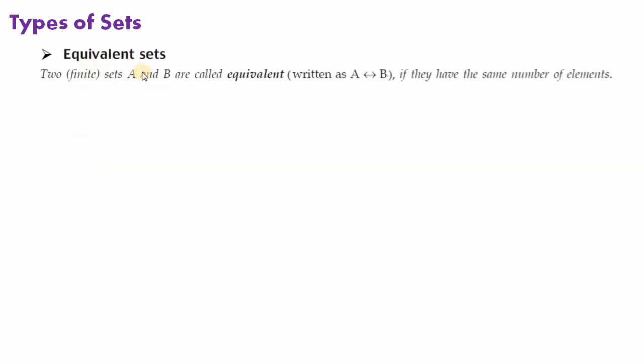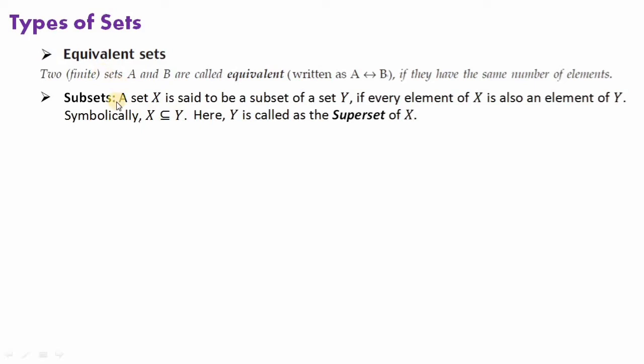Now the next kind of set is called equivalent sets. So please remember there's a difference between equal sets and equivalent sets. Two finite sets A and B are called equivalent and they are written this way. This double arrow means equivalent. So A is equivalent to B if they have the same number of elements. That means if the cardinality of A and the cardinality of B are the same, then the sets are said to be equivalent.